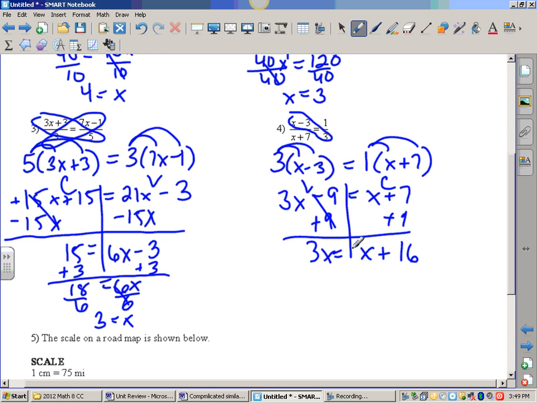Remember that this is a positive 1x. You put it there if you need it. You move it by subtracting 1x. And you get 2x equals 16, divide by 2, and x equals 8.